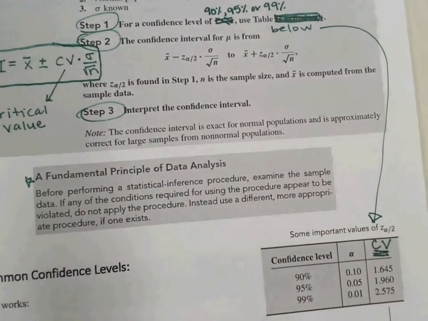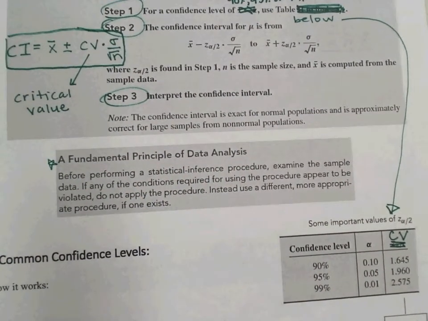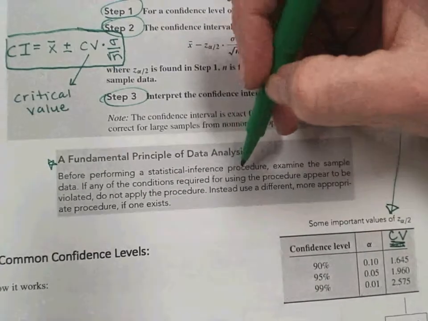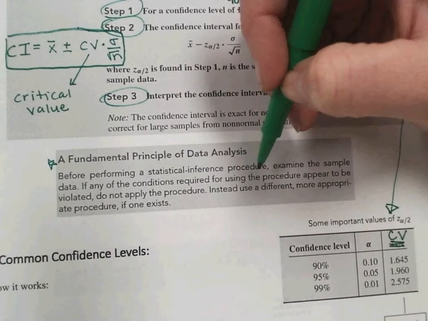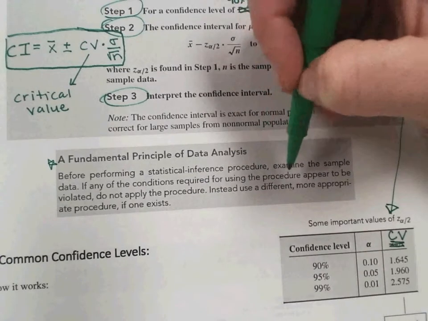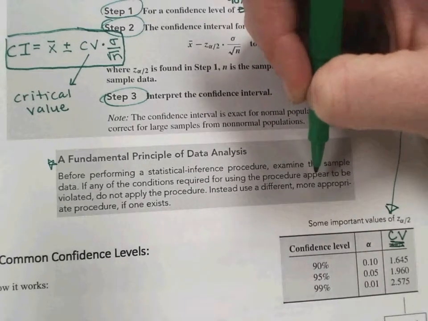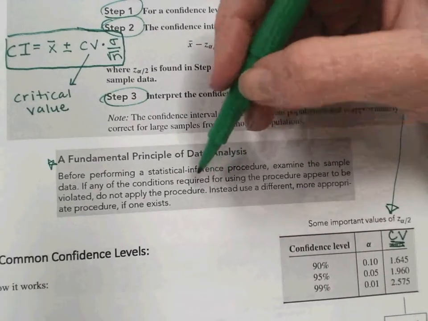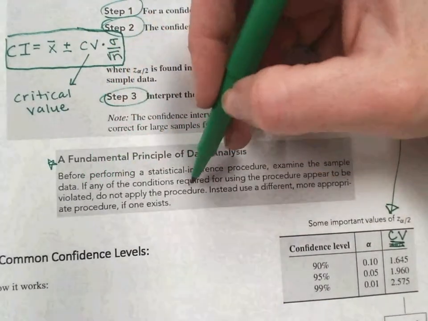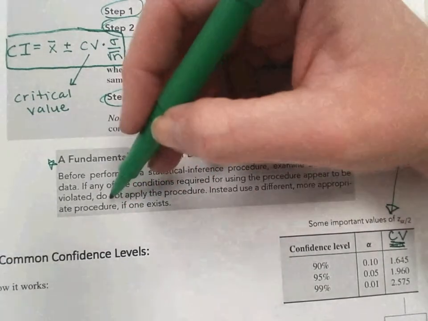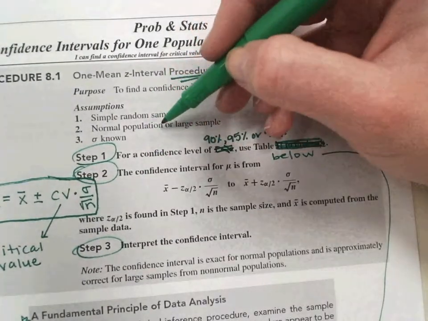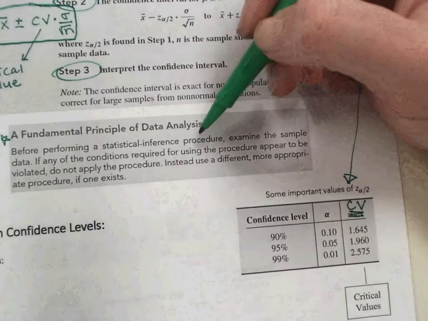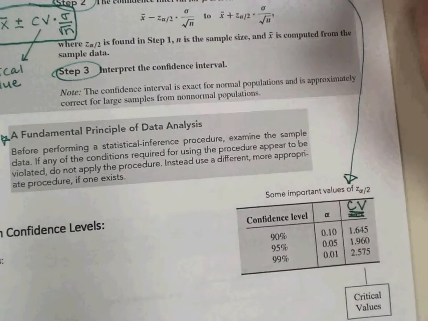Now here is a fundamental principle of data analysis. These are basically like rules of good practice for when you're doing data analysis. Before performing a statistical inference procedure, remember that inferential statistics? So we're doing a procedure about inferential statistics. Before you do any kind of procedure, you must first examine the sample data. So if any of the conditions required for using the procedure appear to be violated, do not apply the procedure. So these would be our conditions right here for applying the procedure. Instead, use a different, better method.